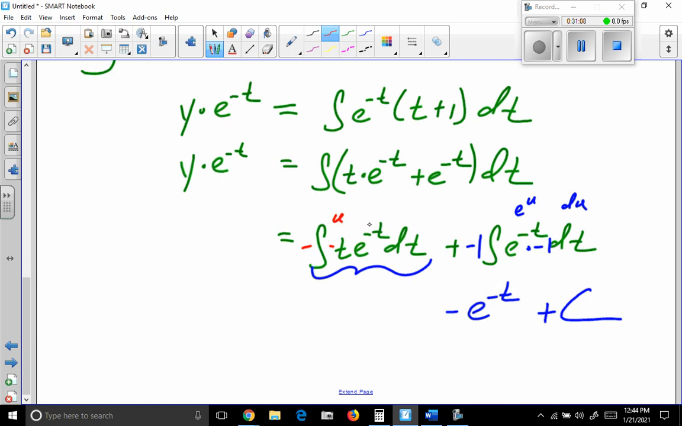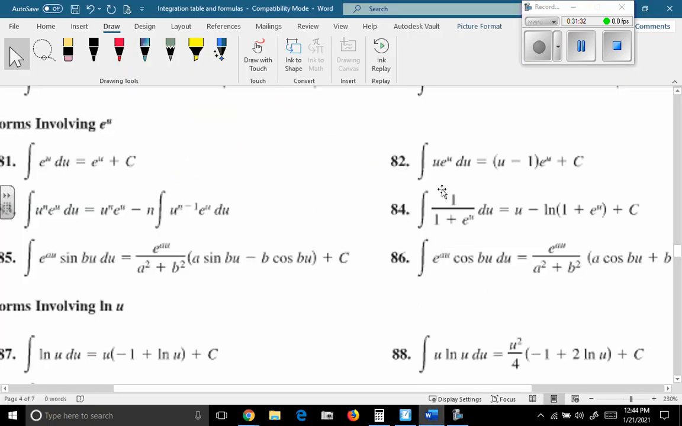So this would be u, that would be e to the u, and then we would need to make that du. Well, if u is negative t, then du would be negative 1 dt, so we need to put another negative out front, so that would go back to a positive. So that's u, that's e to the u, and then that's du. So looking back, the integral of u e to the u du is u minus 1.